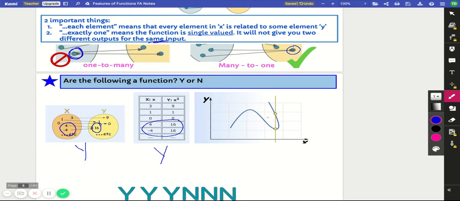Now we have a graph. Again, I do my vertical line test, and right here we're seeing that it hits it 2 times. So that's a big no-no. It is not a function.